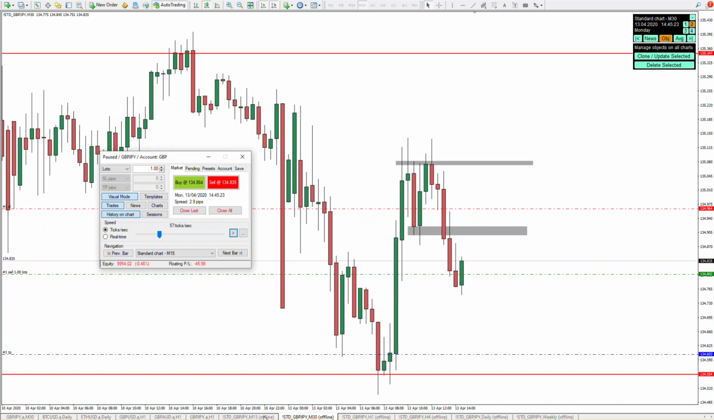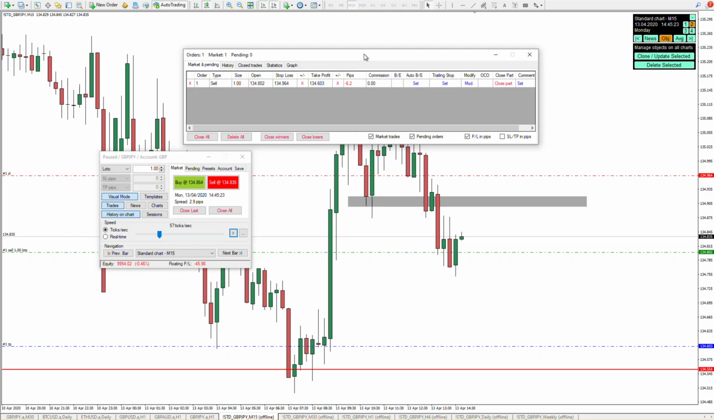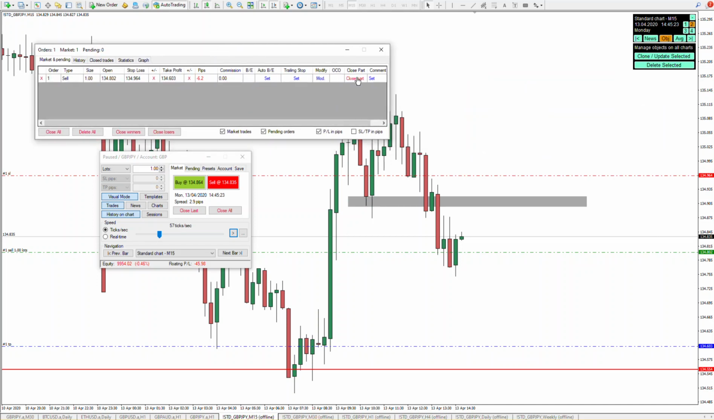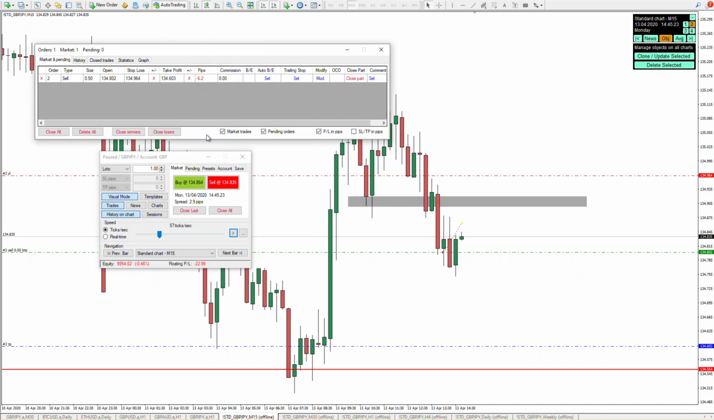Now we have a problem. M15 is closing bullish. We are in drawdown, so I have to manage my trade and close 50% of my trade. Let's do that. Minus 6 pips. If we do break this low, I'll add risk.